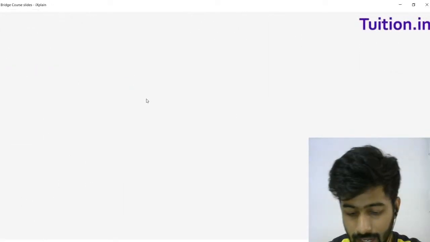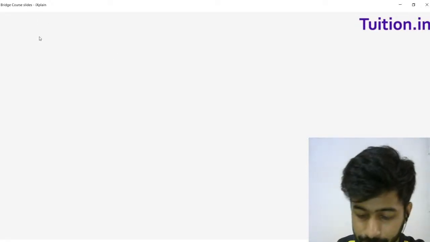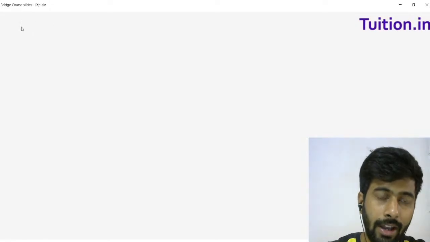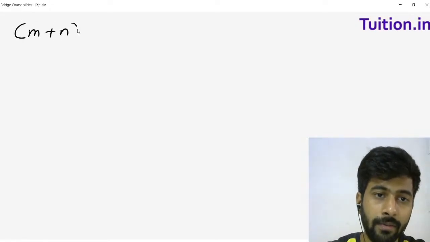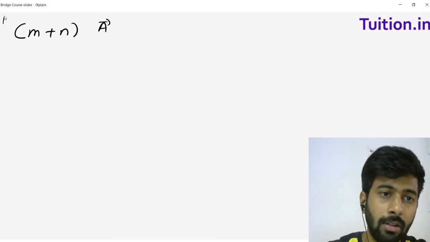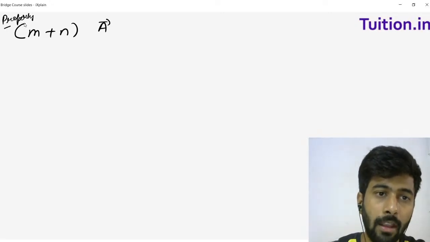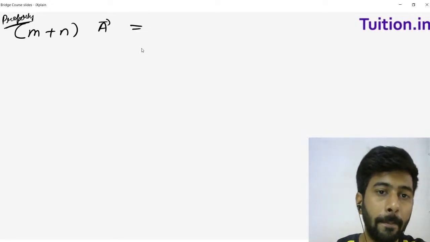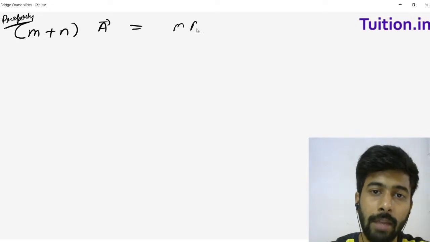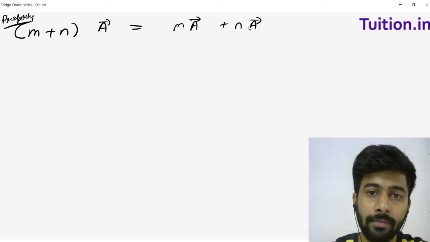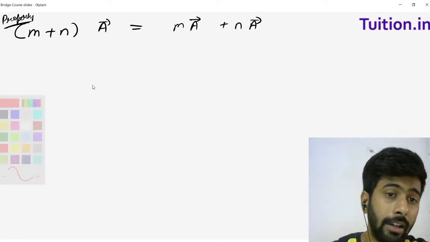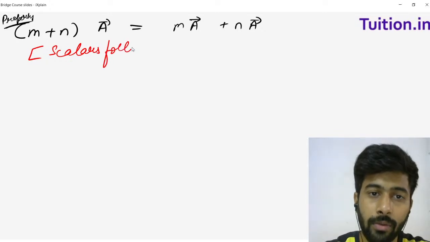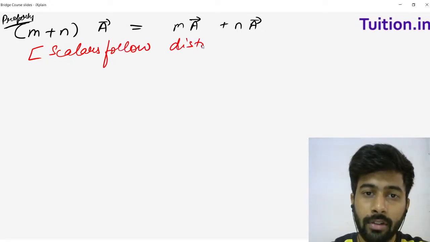With this, I have a small property for you. Let's say you have m plus n into a bar. So this is a property. What is this equal to? This is equal to m a bar plus n a bar. I will prove it in a short while. Scalars follow the distributive property.